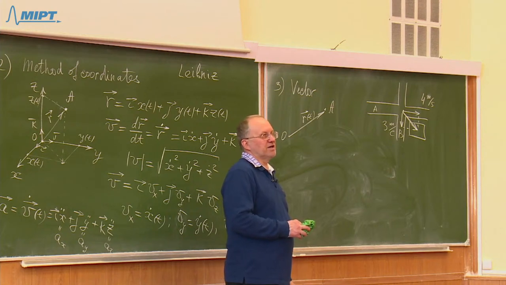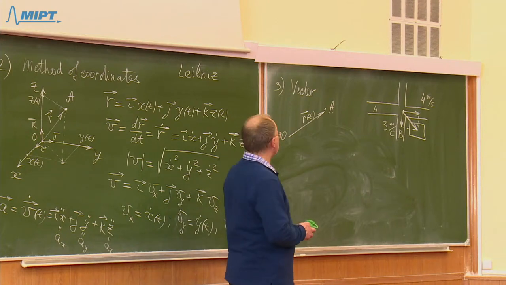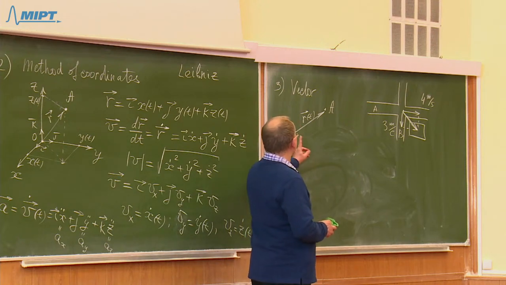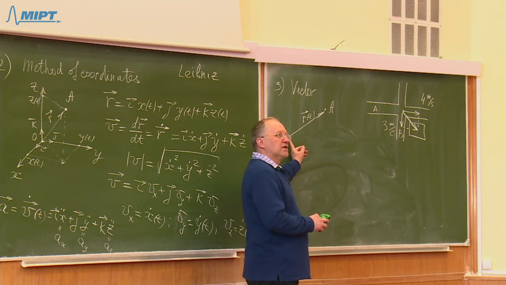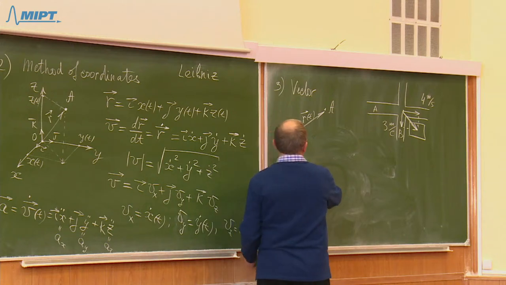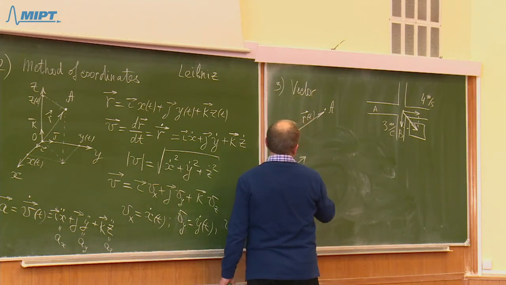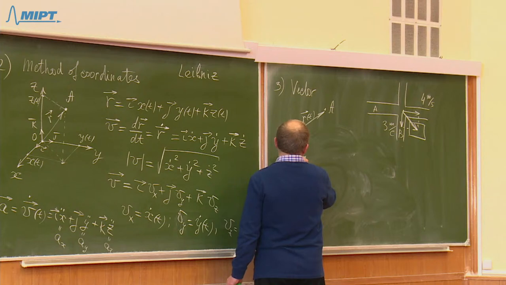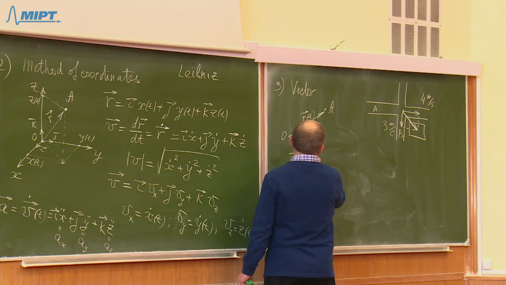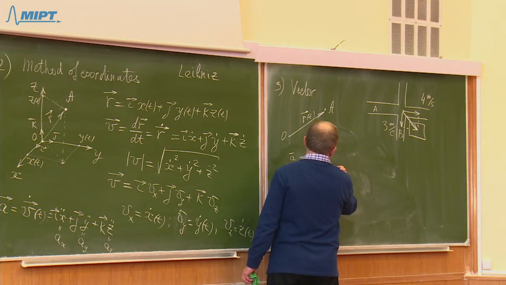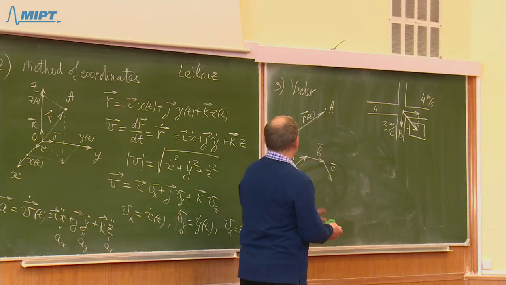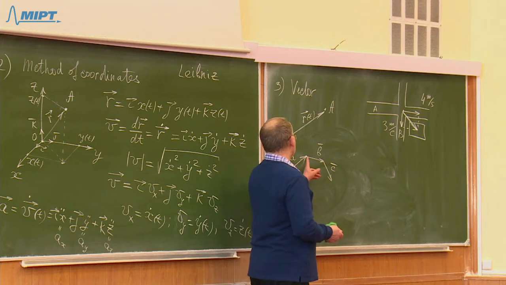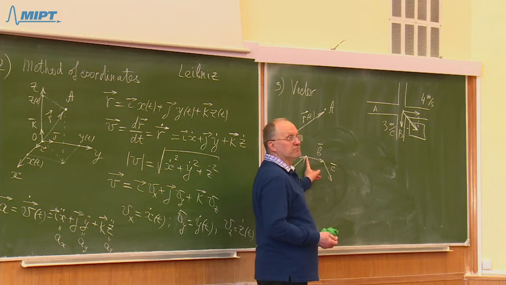Yes. If we have several different origins associated with different coordinate systems, then in one coordinate system, the position will be vector A. In another coordinate system, the position will be vector B. And in another coordinate system, the position will be vector C. For example, this is the vector showing the position of a train.